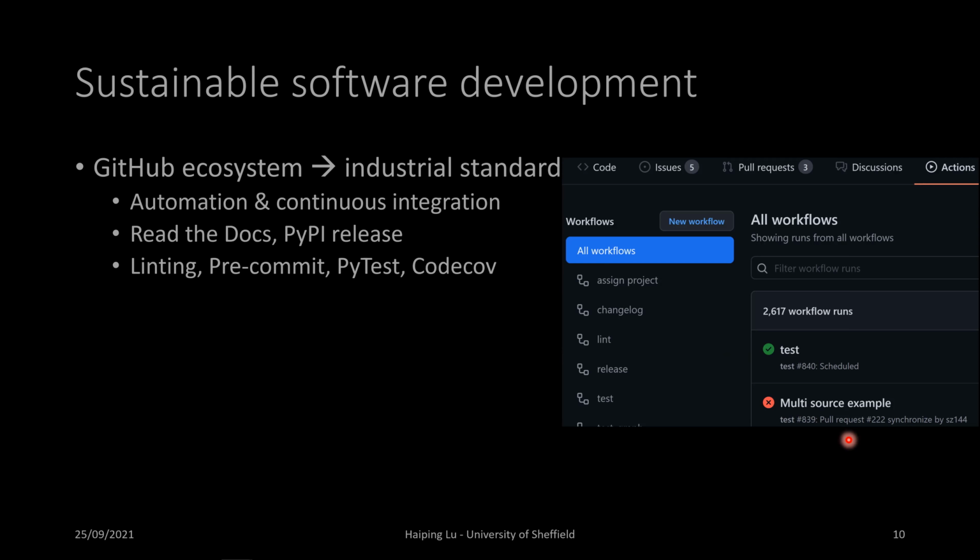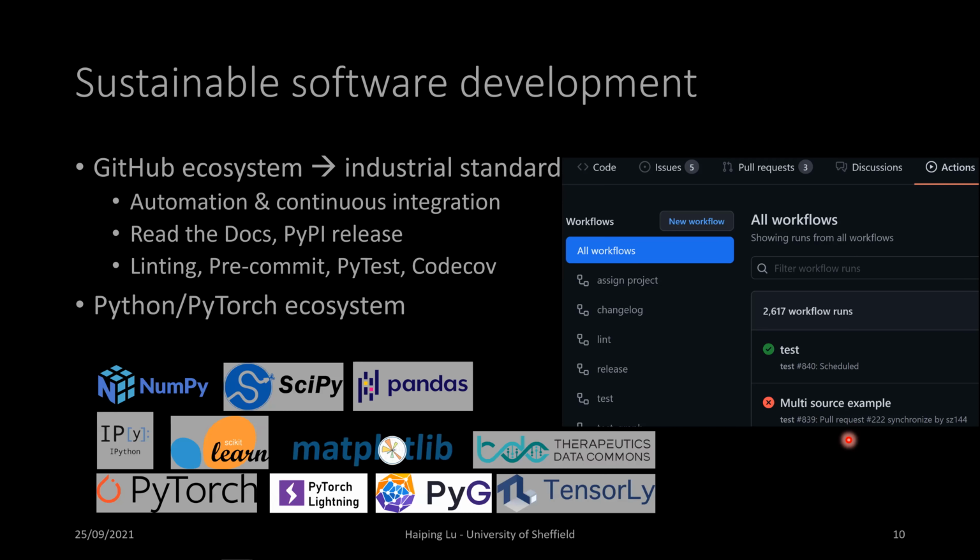We build in linting to ensure our code are of high quality, and have pre-commit to check the code we committed to our main branch. We built PyTest to perform unit tests, and we report the coverage using Codecov. Our current coverage is 92%. We also embed our library deeply into the Python and the PyTorch ecosystem. And our library has been approved to join the PyTorch ecosystem this month.